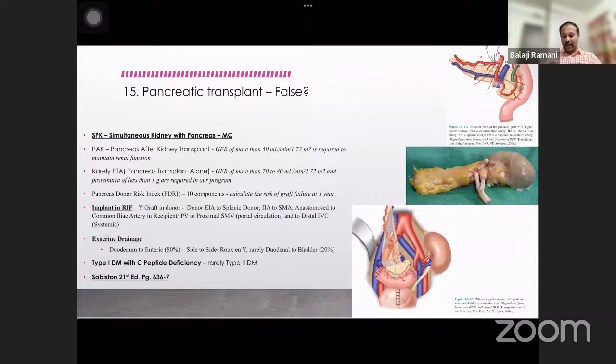Now, there is a question on pancreatic transplant. So I'm not sure what were the options which were given, that was not discussed. So here what you do is you harvest the entire thing, SMA, SMV, the segment of duodenum.